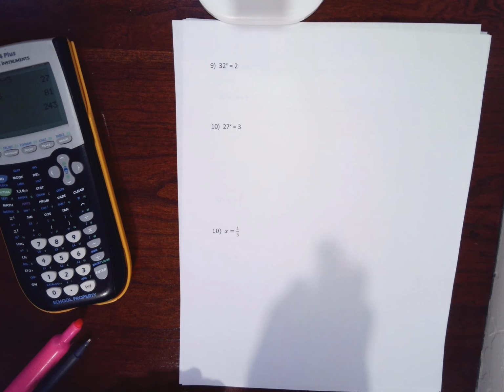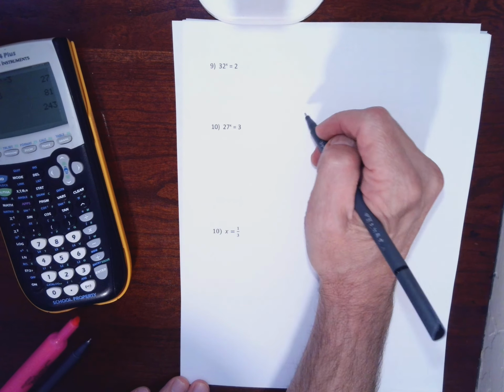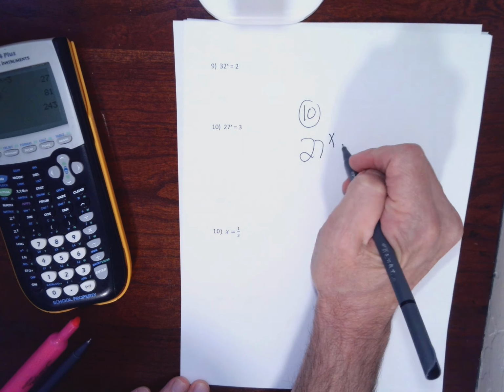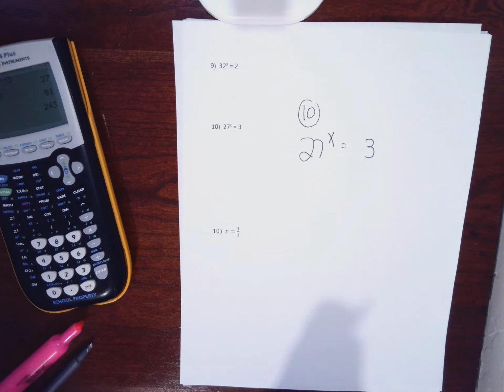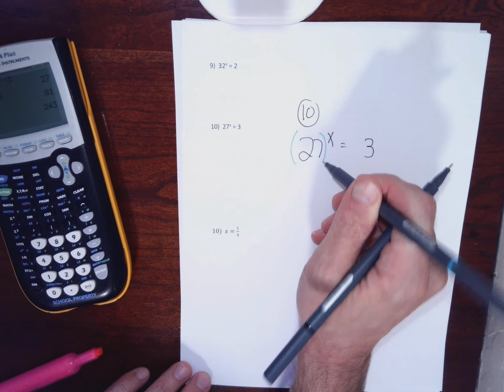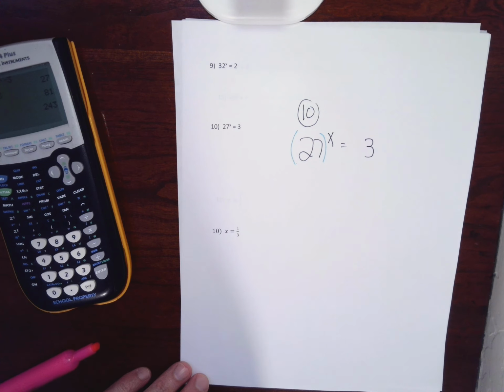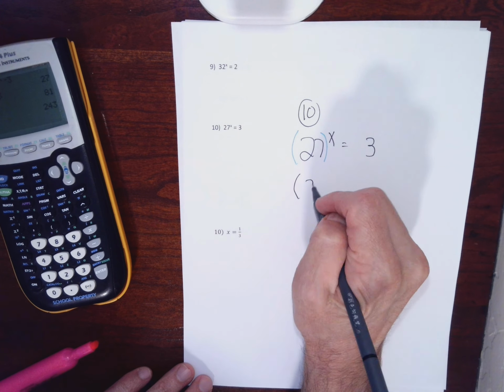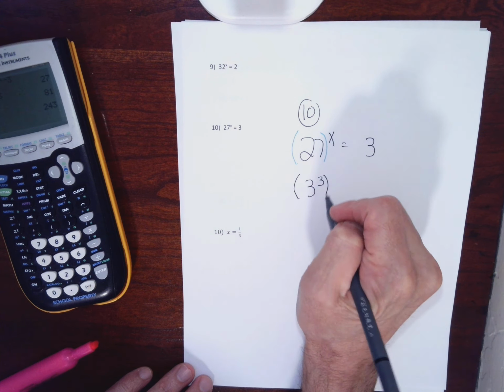For problem 10, which is 27 to the x equals 3, the 27 needs a prime factor tree, which means it's going to get an exponent, and it already has an exponent. It's appropriate when this happens, if you're going to do a prime factor tree for a number that already has an exponent, to put that number that needs a prime factor tree in parentheses. 27 I've had a couple times, so I'm going to make it 3 cubed.